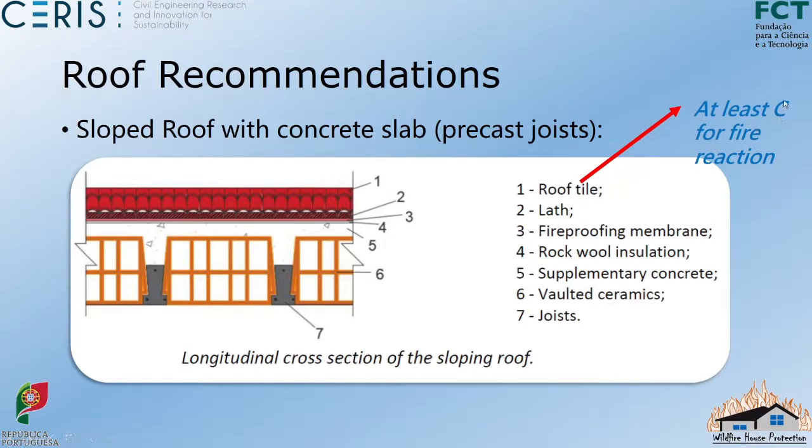So as I said, I recommend B at least, although I wrote C here. Even if there's a problem or a combustion in these two, the fireproof membrane and the rock insulation will completely protect your structure from burning. Also, you have around 5 to 10 centimeters of supplementary concrete. This concrete will not burn. So this is the best, or should I say classic, fireproof construction solution you can have on your sloped roof.